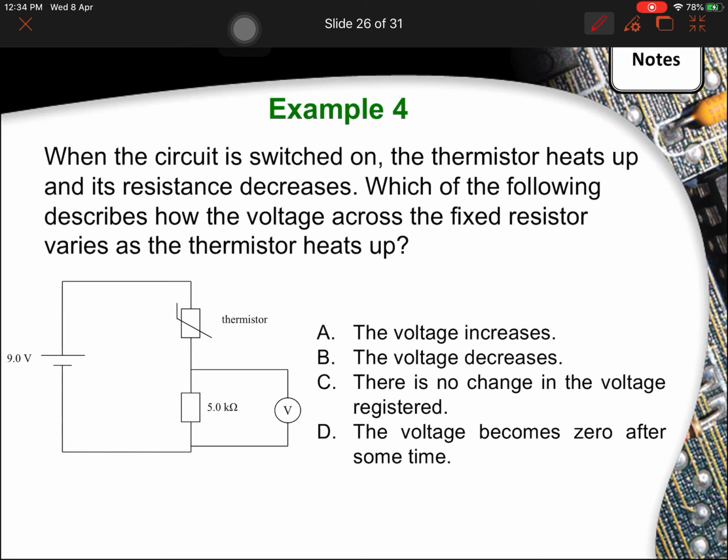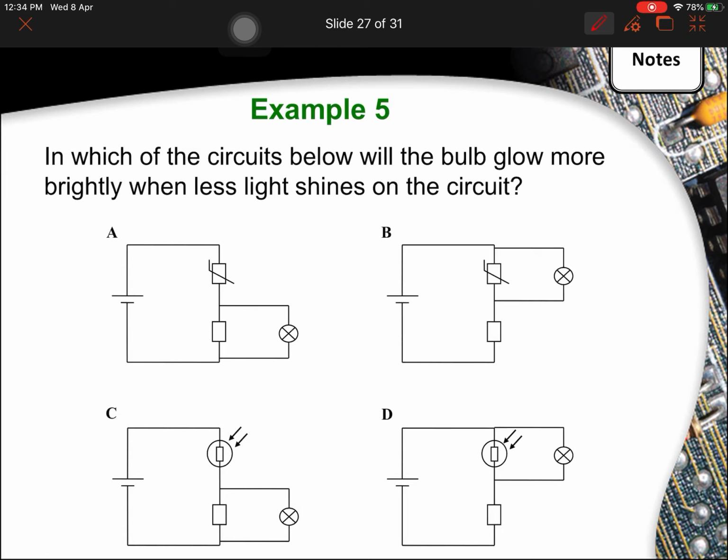Okay, let's try example 4. So what's the correct answer? A. Do you get that? Now they tell you that the thermistor heats up. So when temperature increases, your resistance across the thermistor is going to decrease. So when resistance across the thermistor decreases, it means that my potential difference across the thermistor will decrease. When potential difference across the thermistor decreases, it means that potential difference across this part here will increase. There you go. Try example 5, pause here.